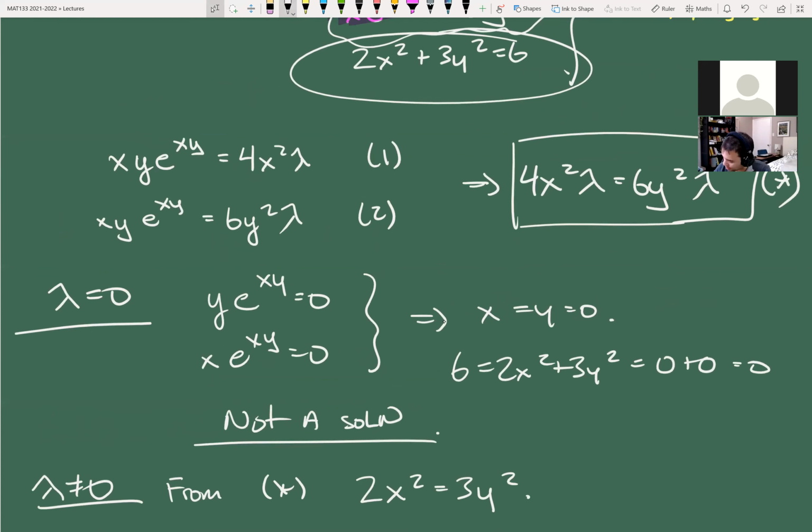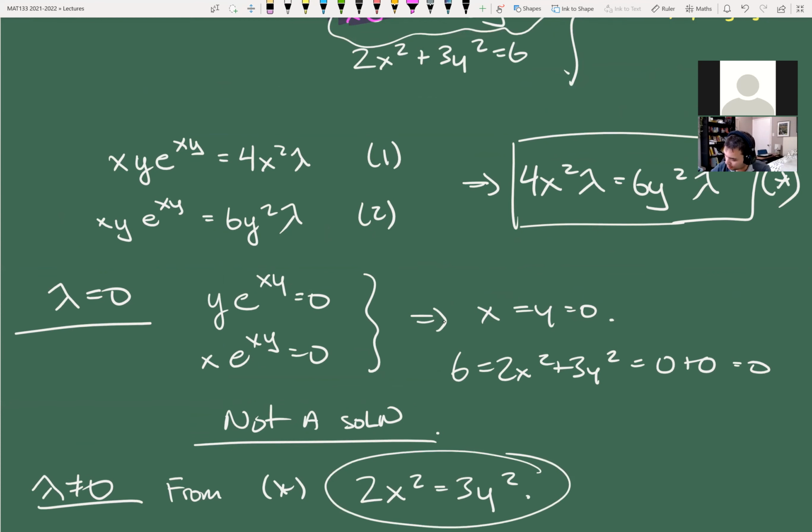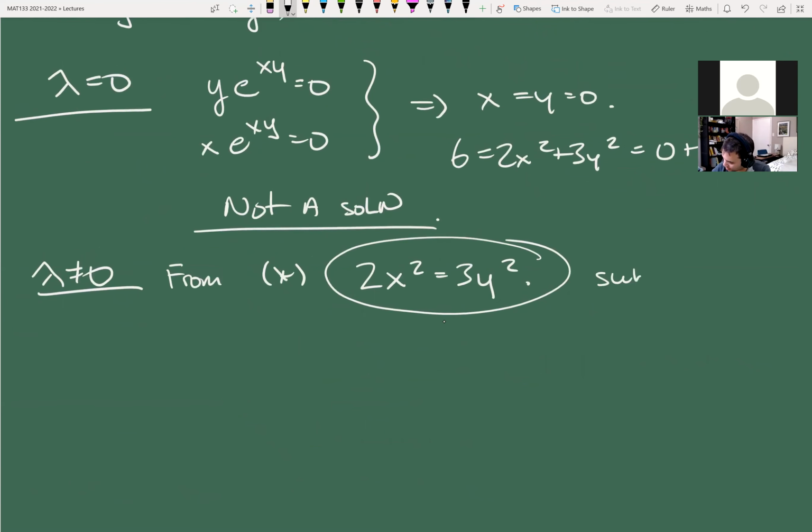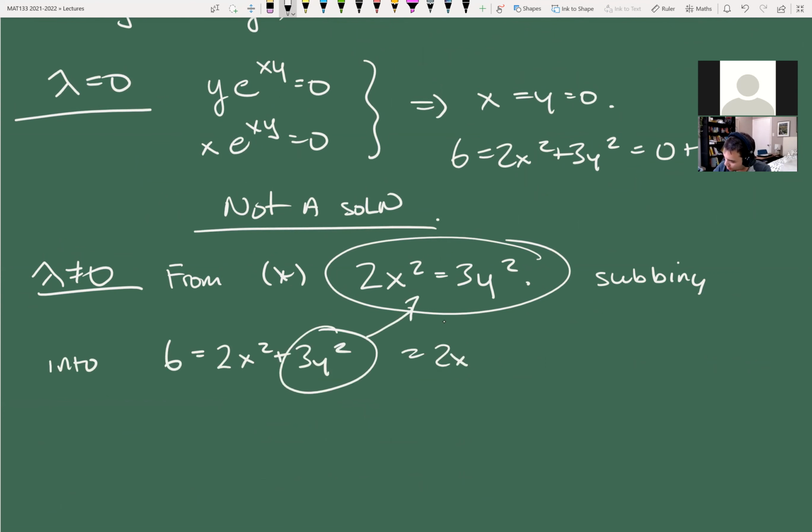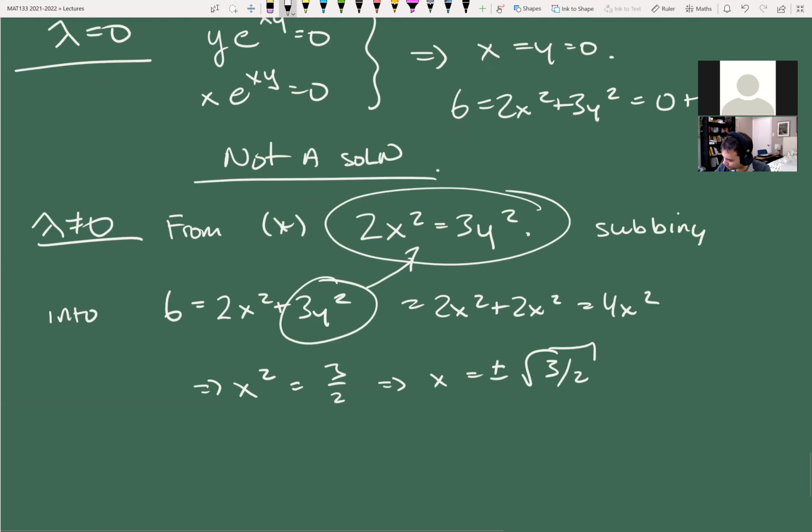Okay, and now what I'm going to do is take this. Remember, we still have this equation here. So subbing into this equation, 6 is 2x squared plus 3y squared. So, okay, great. 3y squared is, according to this equation, 2x squared. So I get 2x squared plus 2x squared, which is 4x squared. So x squared is 3 halves. So x is plus or minus root 3 over 2, right?